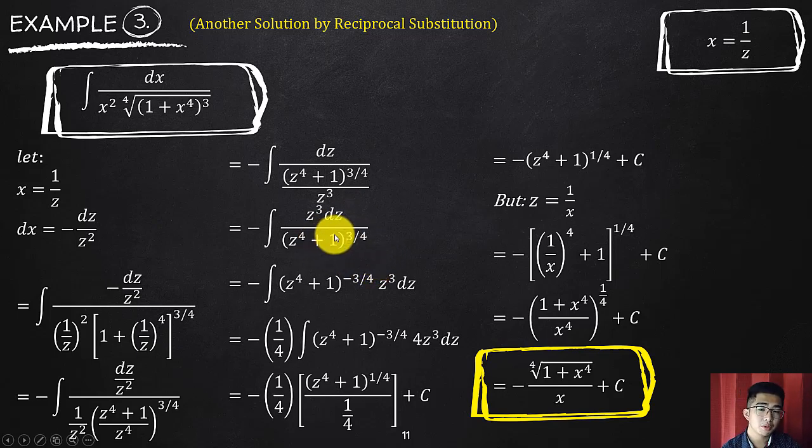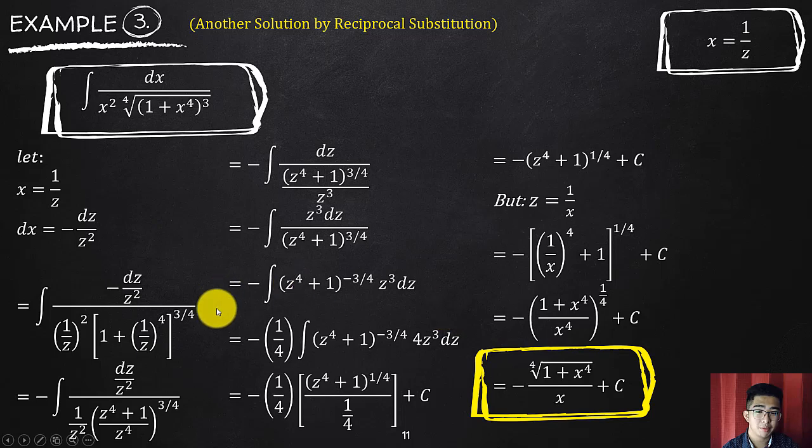I think this can be solved using the power formula. Let's see. If we bring this up to the numerator, it becomes z raised to 4 plus 1 raised to negative 3/4, z cubed dz. By the power formula, we let u be equal to z to the 4 plus 1. We let n be equal to negative 3/4. What is du? That is 4z cubed dz. We're missing 4, so we need to introduce a balancing factor of 1/4. Does it satisfy the power formula?